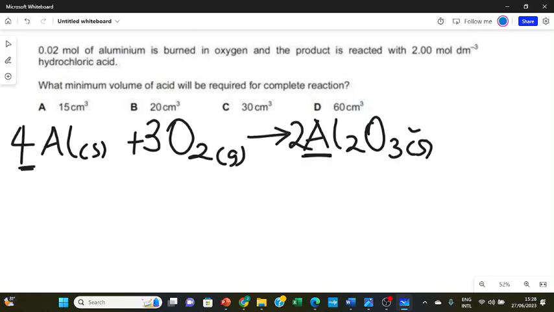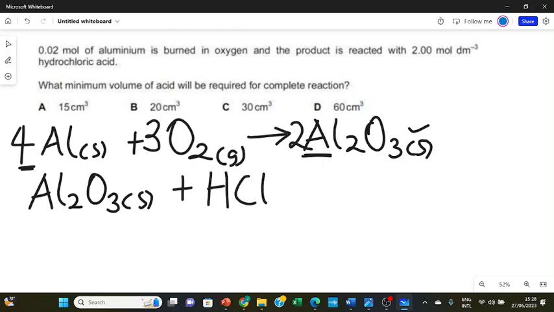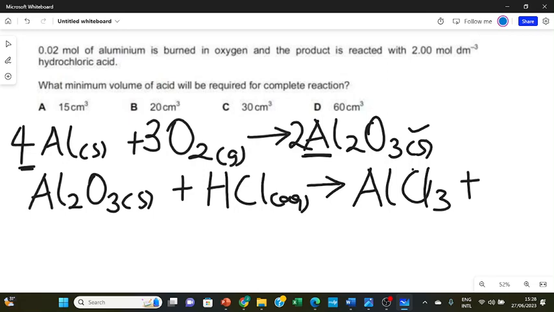So the product is aluminum oxide, and the product is reacted with 2.00 mole per dm cube hydrochloric acid. So this product, aluminum oxide, Al2O3, reacts with hydrochloric acid, HCl, which is aqueous, to give AlCl3 plus water, which is liquid.